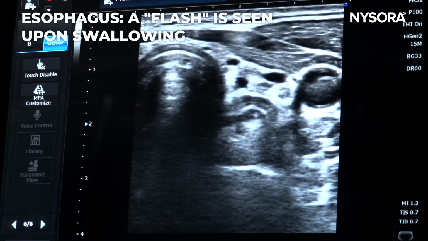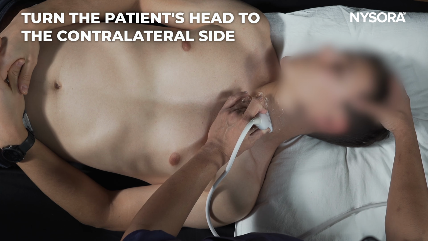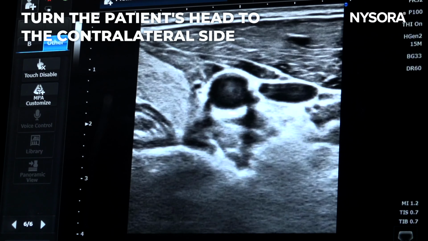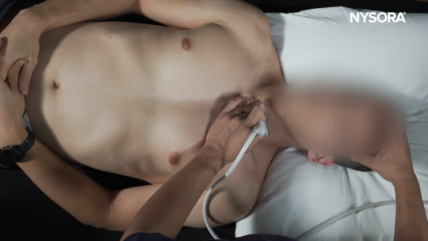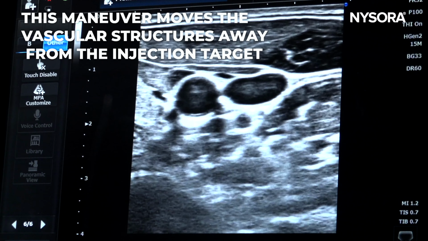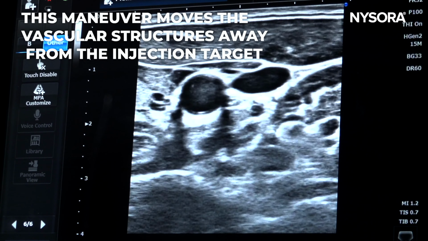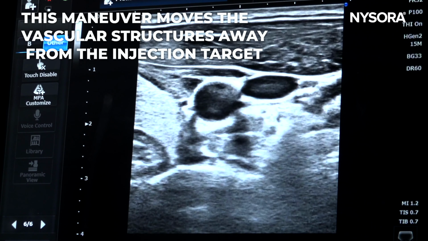When you ask the patient to look to the contralateral side, you're moving all the vascular structures. If you bring the neck in the neutral position, you will have more vascular structures in your view, and your longus colli muscle will be below the carotid artery. But when you do this, you'll be moving the vascular structures away from your target. So it becomes much easier to target the muscle.